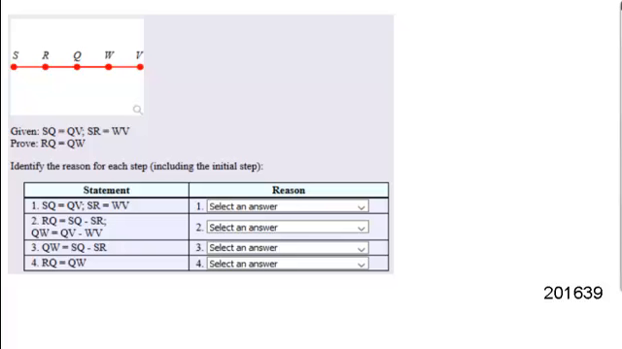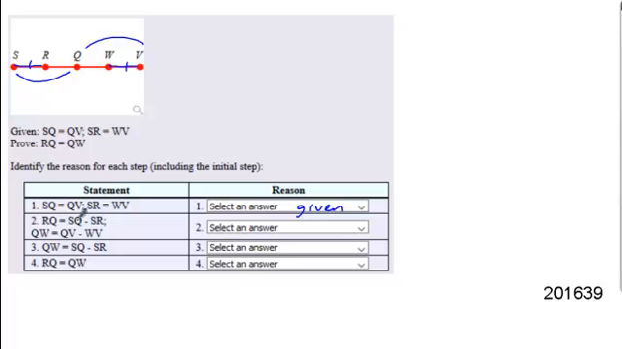And that is, if you label what you have, SQ and QV are equal. You have SR is equal to WV. So again, if I label what I have on my diagram, find where it's located in my proof, identify the justification as given.